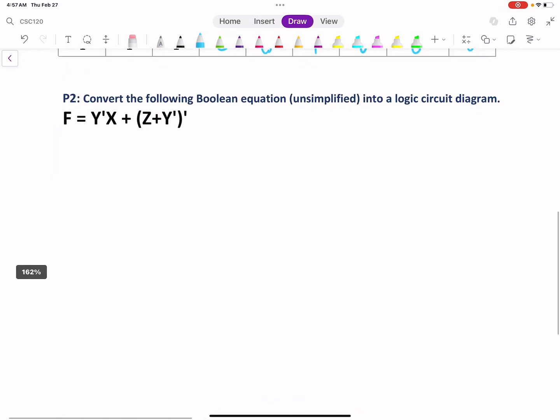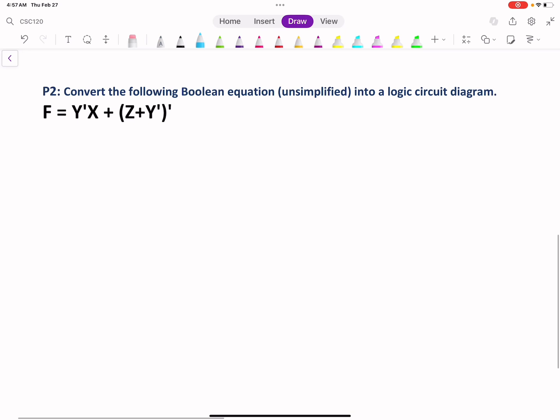And now we can move on to the second problem. So I'm going to draw the logic circuit diagram for this one. What I like to do is identify what gates I'm going to use. Off the bat I can see there's a NOT gate, so for NOT gates I'm going to have one gate, and then there's 1 right here, so 1 plus 1. And then for the AND gates I'm going to have 1 right here, and for the OR gates we're going to have 1 and 2.